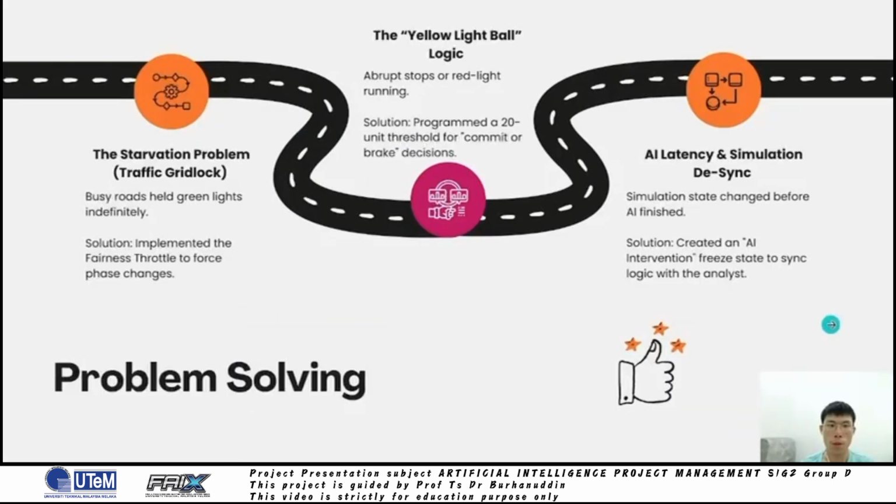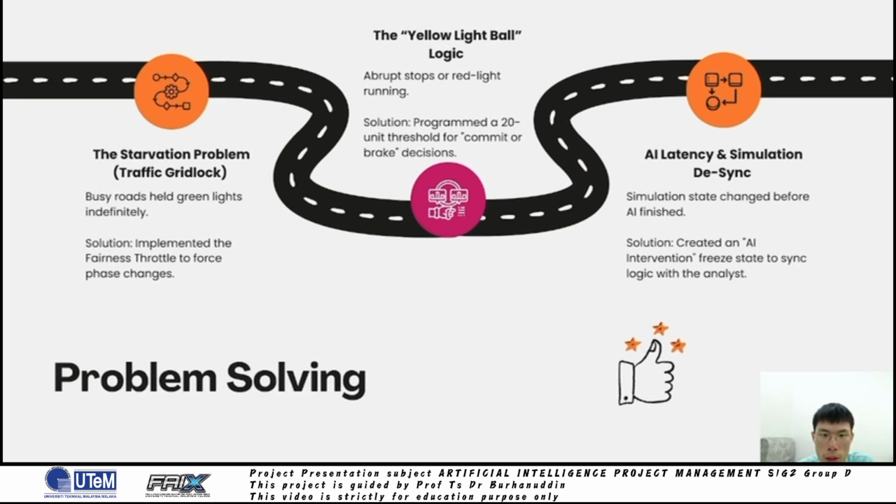Moving on to the problem-solving section. The first is the starvation problem, which is a common issue in traffic logic where busy roads hold the green light indefinitely, preventing side roads from ever moving. The solution is that we implemented a fairness throttle to force phase changes to ensure network equilibrium.